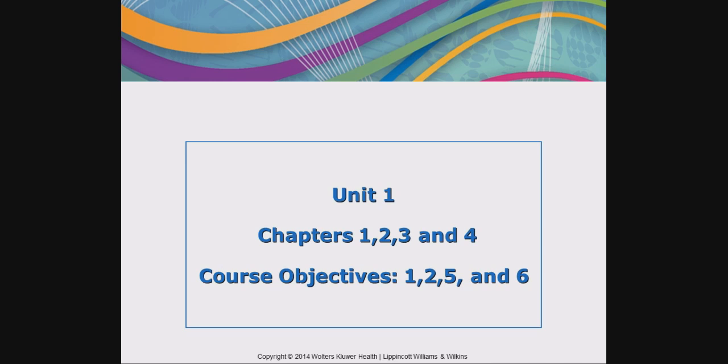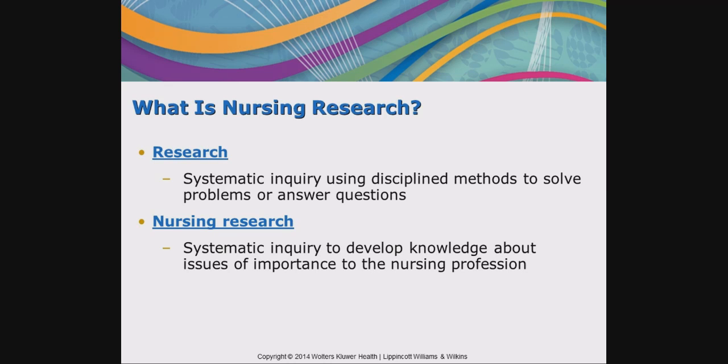I want you to look at this slide and know that this represents Unit 1, Chapters 1, 2, 3, and 4. You see the course objectives listed, and you will also be able to find the class objectives that are testable at the beginning of each chapter of your textbook. As we begin Unit 1, just know that this is a broad overview of the principles. The specifics about research and some of the terminology and language will certainly come as we progress in this course, but we're going to do an overview with this session.